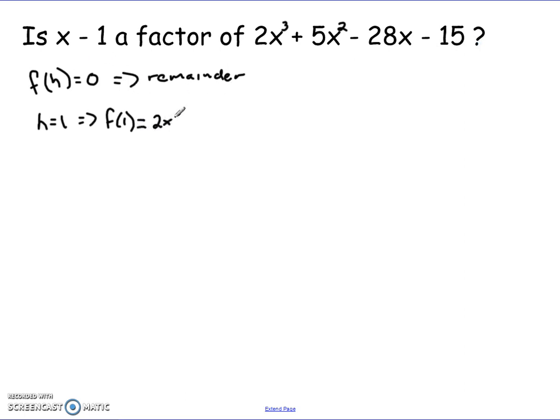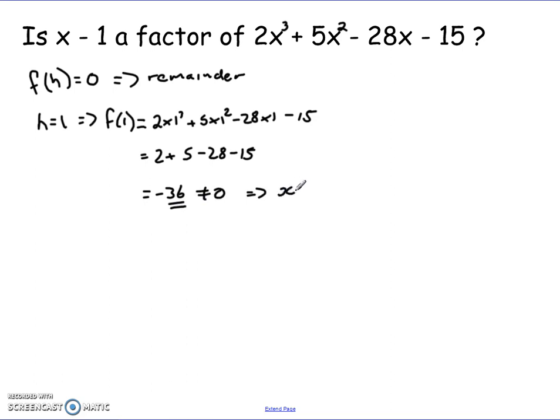So let's do that. We do 2 times 1 cubed plus 5 times 1 squared, take away 28 times 1, take away 15. Well, 1 cubed is just 1, 1 squared is just 1, so it's 2 plus 5, take away 28, take away 15. So 2 plus 5 is 7, take away 28 is minus 21, take away 15 gives you negative 36. That doesn't equal 0, so quite clearly we can say that x minus 1 is not a factor of the original equation. So we're not able to divide through and factorize this whole polynomial, at least not with x minus 1. We could if we found other factors of it, but we definitely couldn't do it where one of the brackets would be x minus 1.